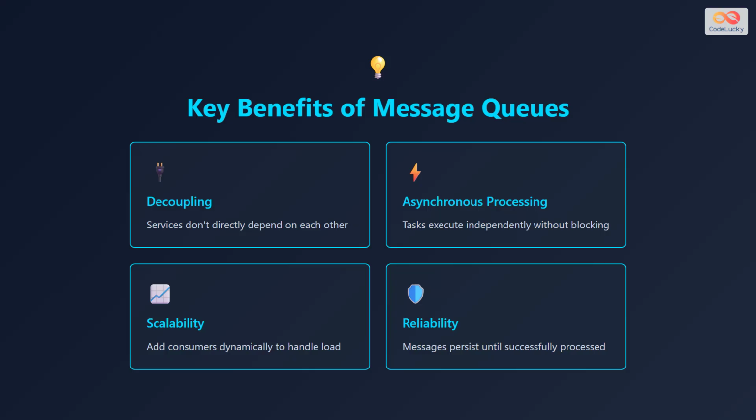Message queues provide four main benefits. First is decoupling, where services don't directly depend on each other. Second is asynchronous processing, allowing tasks to execute independently without blocking. Third is scalability, where you can add more consumers to handle increased load dynamically. Fourth is reliability, ensuring messages persist until successfully processed, even if systems fail.